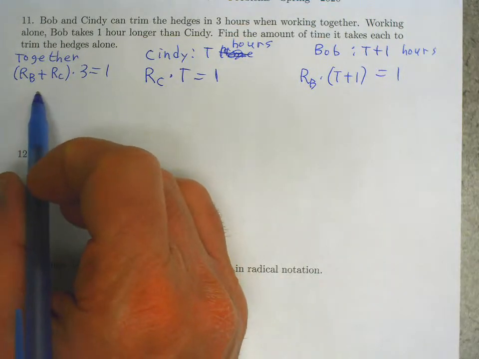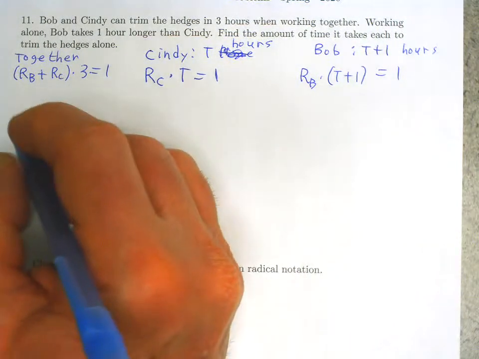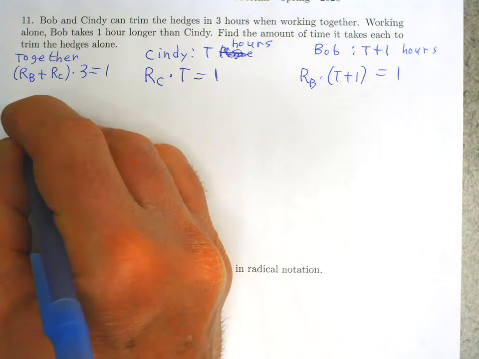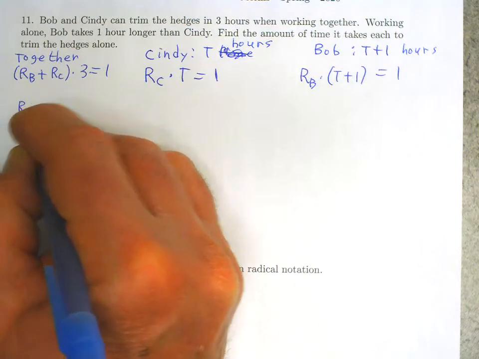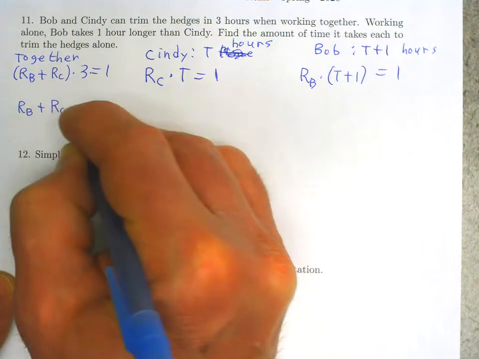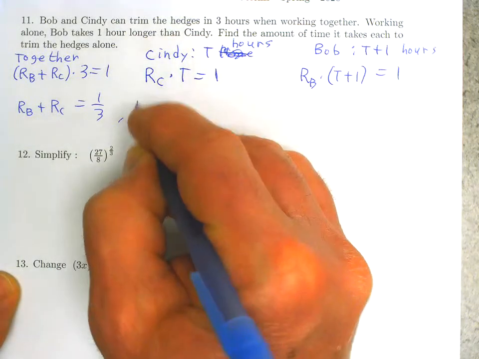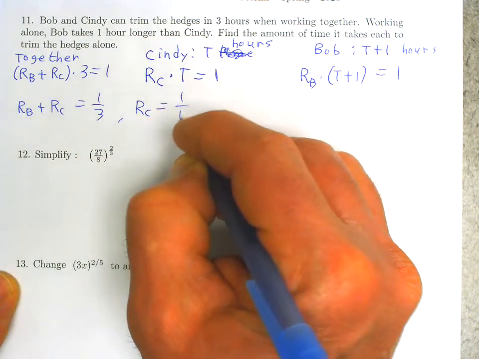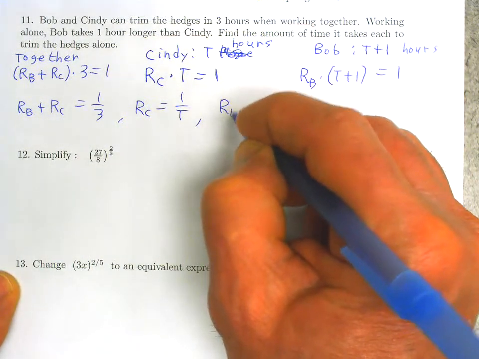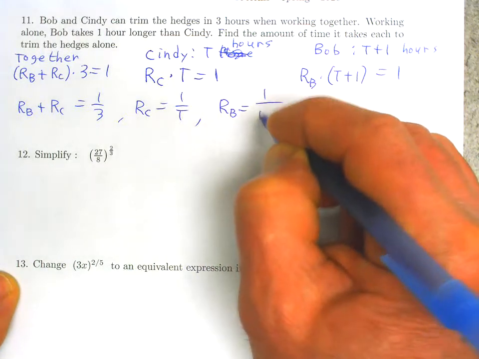Okay, so we solve each of those equations for the rate. Bob's rate plus Cindy's rate is 1/3. Cindy's rate is 1 over t. Bob's rate is 1 over t plus 1.